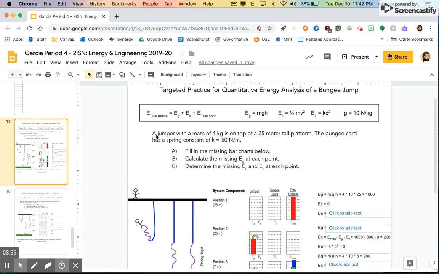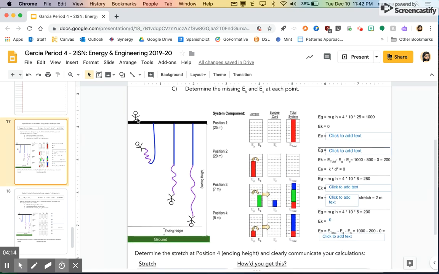So let's read this here. It says, a jumper with a mass of 4 kilograms is on top of a 25-meter platform. The bungee cord has a spring constant of K, there's that K again, K equals 50 newtons per meter.